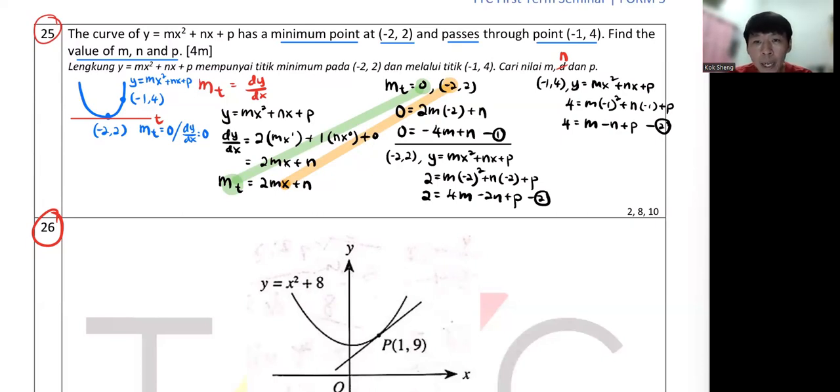So -1 square you get positive. n times -1 is -n, then plus p. So yup, sorry, this is the third one, not the second. Still okay, still okay. So we can start to sub in already to find all these three unknown.